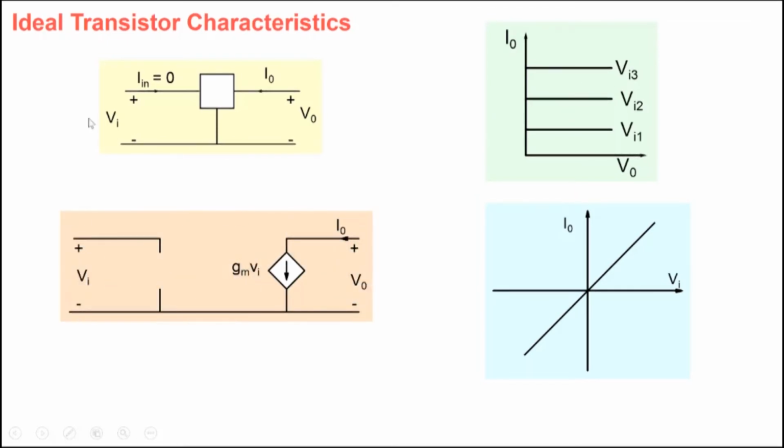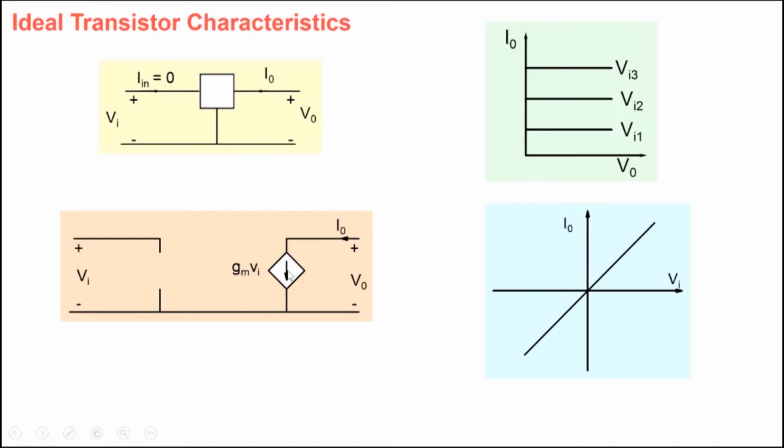So an element like this, which has these kinds of characteristics, I can represent in this form. From the input side, the current is 0, so we leave it as an open circuit here. And from the output side, we are seeing I naught depends on input voltage in a linear manner, but I naught is independent of output voltage. So we represent it by this current source here. Again, note that dependent current sources have this diamond-like shape instead of a circle or an oval. And so this is a current source whose value is Gm times Vi.